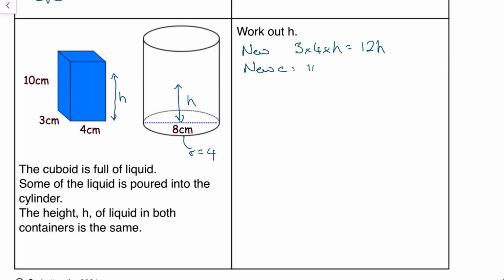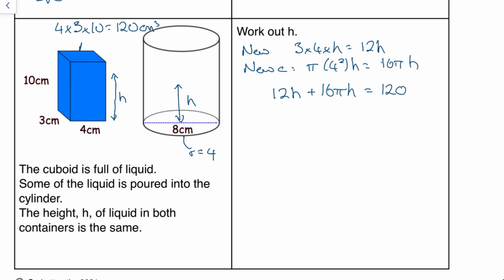So therefore this is going to be pi times 4 squared times h, which is going to be equal to 16 pi h. And I know this total volume here, 12h plus 16 pi h, is going to be equal to the original volume, and let's write this up here, which is going to be 4 times 3 times 10, which is going to be 120 centimeters cubed. So in other words, 12h plus 16 pi h is equal to 120 centimeters cubed. I've got one equation, one unknown.